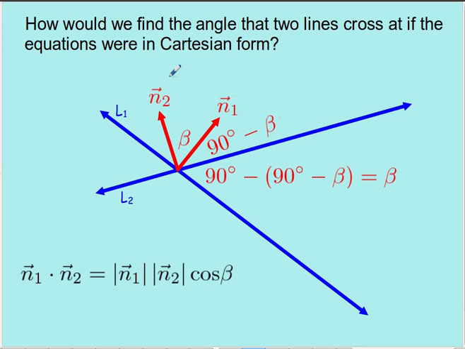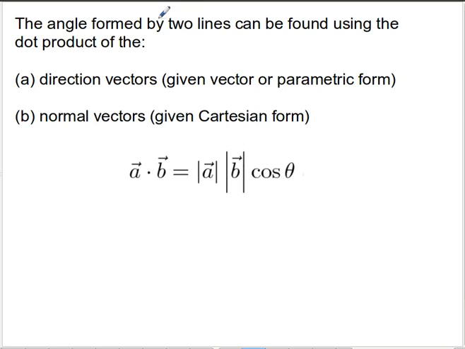Looking ahead to R3: right now we're in R2, but once we get into R3, this will continue to work. So just to recap, and I want you to capture this in your notes, the angle formed by two lines can be found using the dot product of either the direction vectors, m1 and m2, or the normal vectors, n1 and n2. And in either case, we can use those vectors to find the angle between.